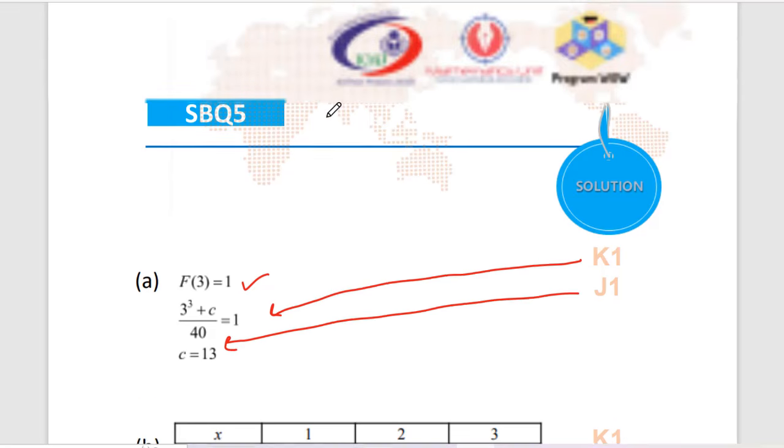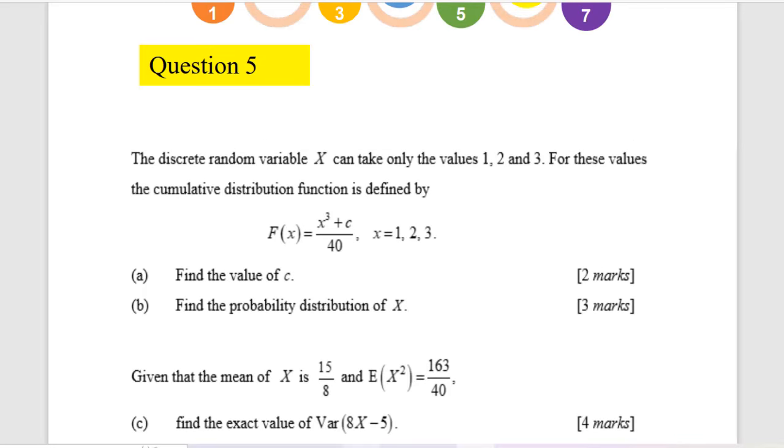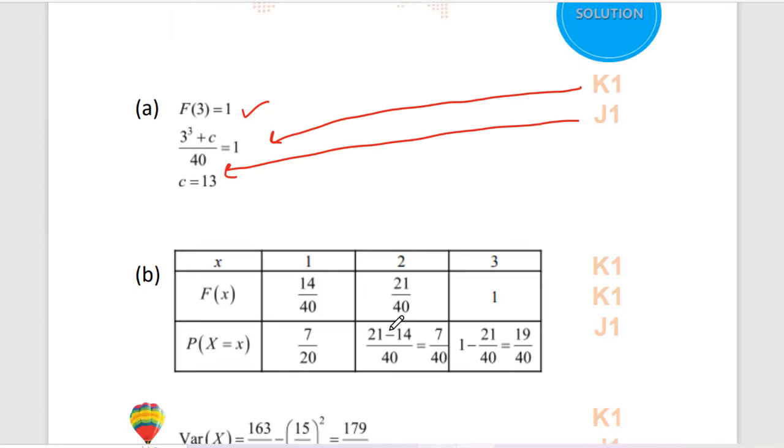Okay, next untuk part B. Okay, you need to find the probability distribution of x. Kena cari PDF. So, kita dah ada CDF. Okay, so CDF ni kita boleh lengkapkan dengan menggantikan x sama dengan 1, 2, 3 dan masukkan nilai C sama dengan 13. Okay, so daripada sini kita akan dapatlah Fx dia adalah 14 over 40, 21 over 40 and 1. Okay, so ini K1. Okay, untuk dapatkan PDF, PDF ni kita boleh dapatkan dia daripada CDF, which is kita akan buat, kita kira daripada belakang.